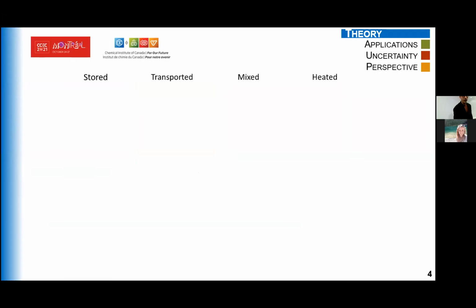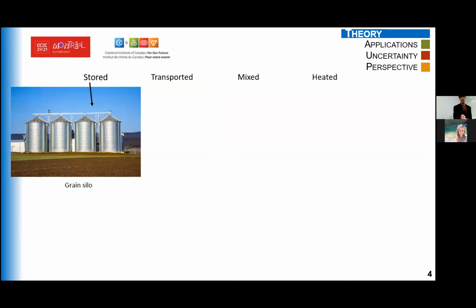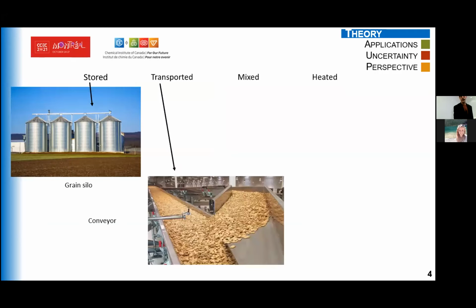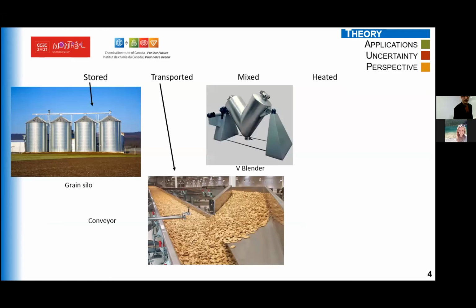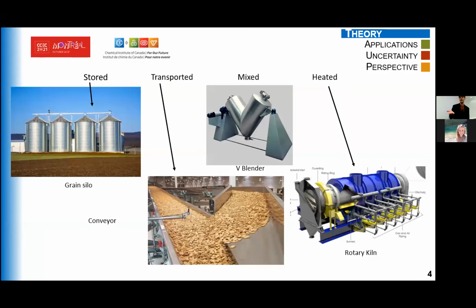So granular matter is stored. For example, here we have an example of a grain silo used in the agro industry. It is transported, like using a conveyor. It is mixed. For example, here we have an example of a V-blender used in the pharmaceutical industry. And it can be, for example, heated. Here we have a rotary kiln. So for all of the unit operations we have for liquid, there is generally an equivalent unit operation for granular material. For example, we could have a stirred tank to blend the liquid. Well, the V-blender is going to be the equivalent, but for granular material.